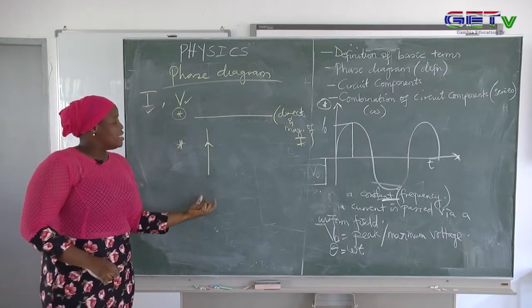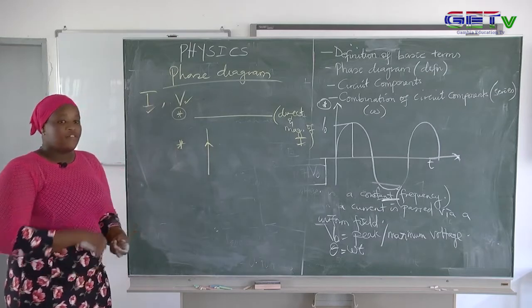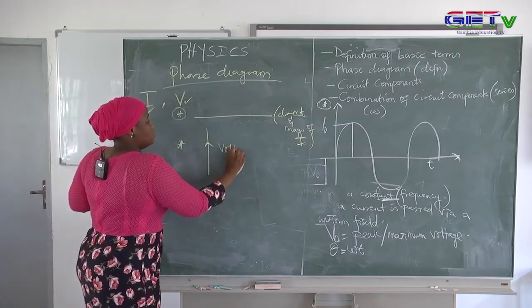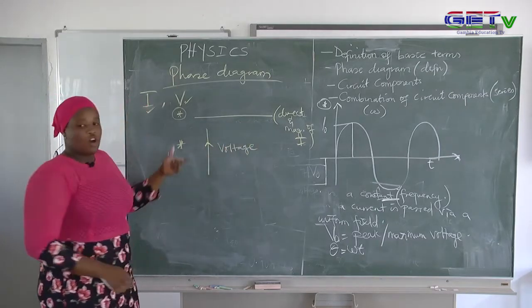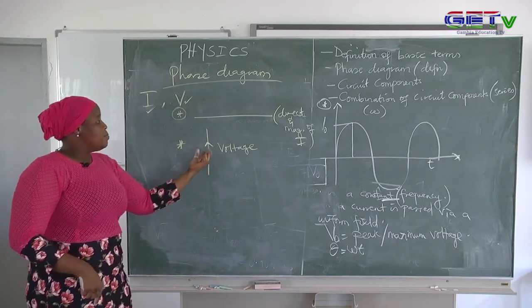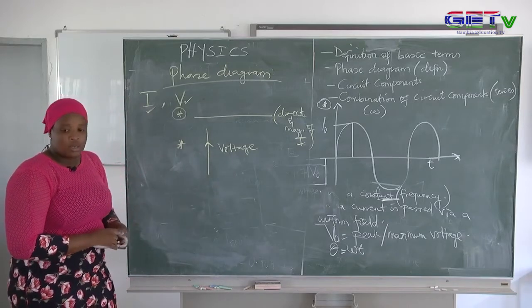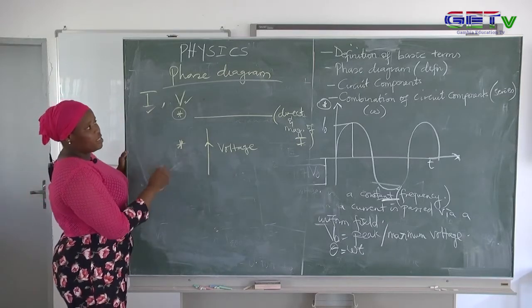When we use a vertical line with an arrowhead that points upwards, it means the voltage leads the current. And when the arrowhead points to the ground or downwards, it means that voltage lags the current. Is that understood? Good. Now, that's all for phase diagrams.